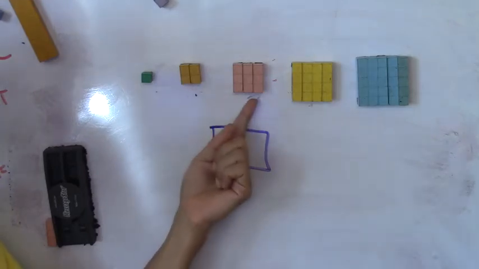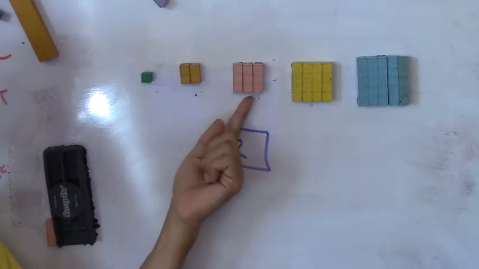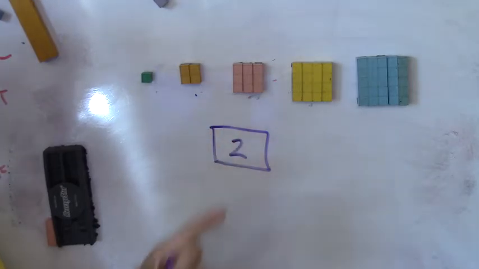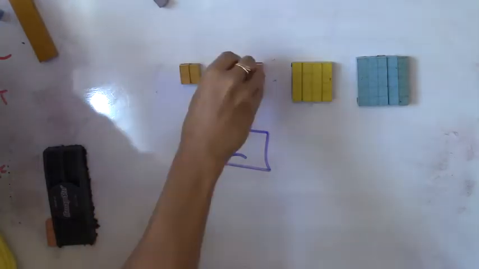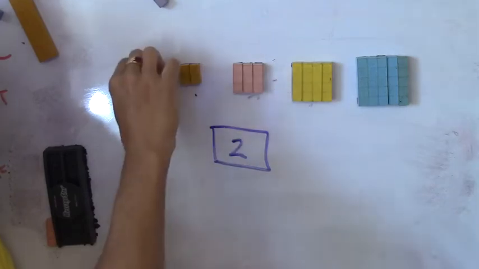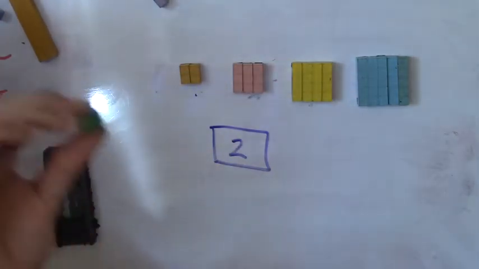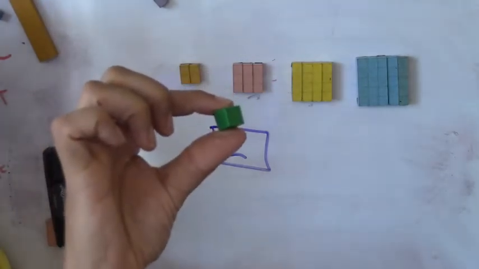And what's that got to be? Each one of them's 2. So look: 2, 4, 6, 8, 10, 12, 14, 16, 18. Get it? Look, I'm using my imagination and I'm saying this isn't 1 anymore, it's a 2. There's 2 in here.